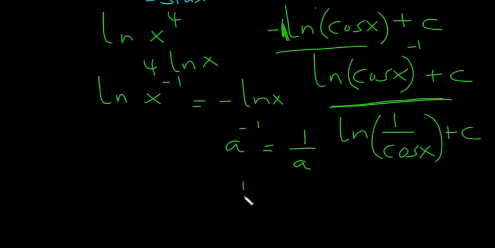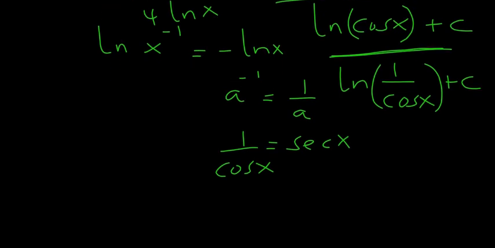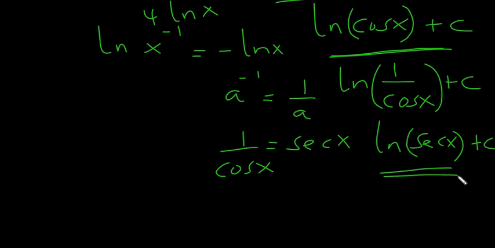And what is 1 over cos x? 1 over cos x is the same thing as secant x. Okay, so we can replace 1 over cos x by secant x, so that we have ln, or the natural log of secant x plus c, and that is going to be the integral of the tangent of x.